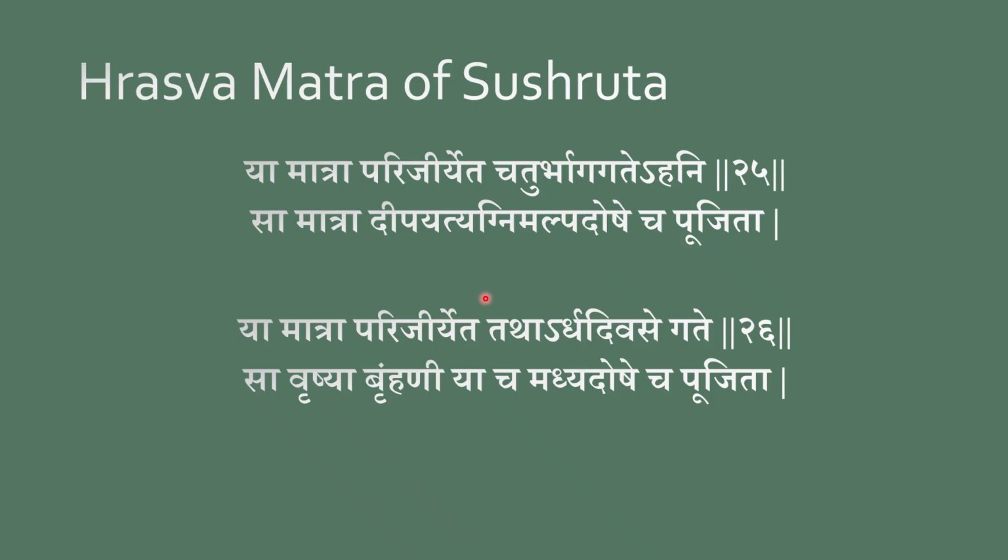And Hraswa Matra is indicated for Shamana purpose only by Sushruta. There is no indication for any type of Shodhana or Snehana. Here only the Shamana purpose is mentioned: either Deepana in Alpa dosha, or Vrishya and Brahmana in Madhya dosha. So these are indicated for Shamana as per Sushruta.